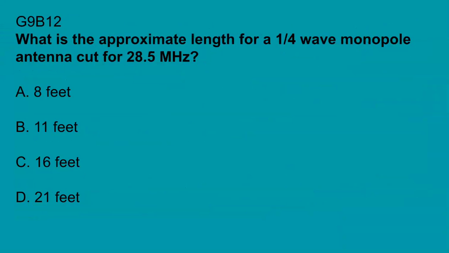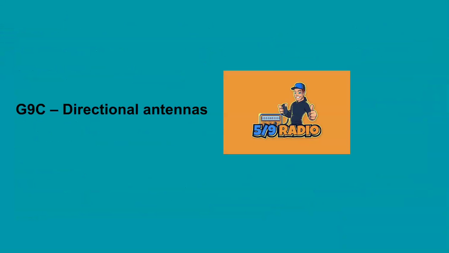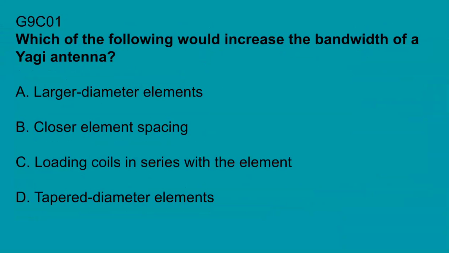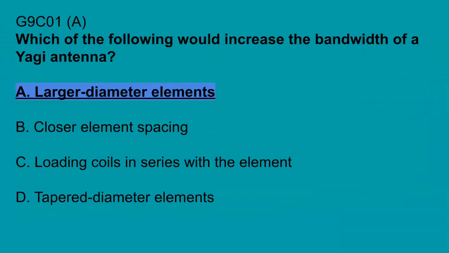G9B12, what is the approximate length of a quarter-wave monopole antenna cut for 28.5 megahertz? 8 feet. G9C covers directional antennas. G9C01, which of the following would increase the bandwidth of a Yagi antenna? Larger diameter elements.